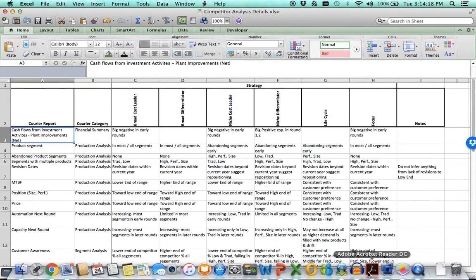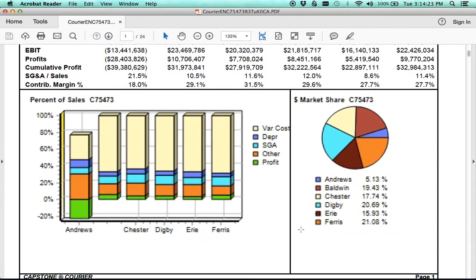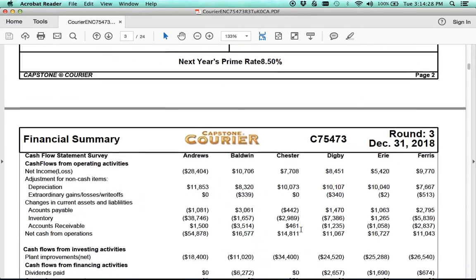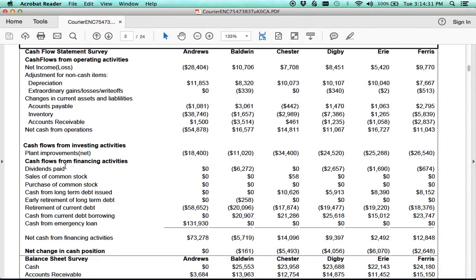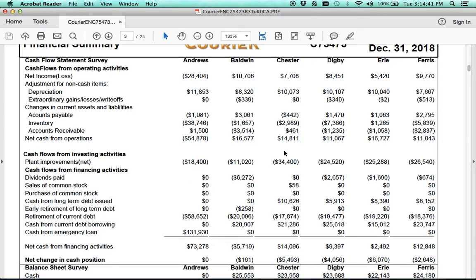And we're going to look at just one competitor. So I've pulled a Capstone Courier for a demo that I've been working on. And in the very first place we're going to look in the financial summaries at cash flows from investing activities, the plant improvements. And what you're going to see in that, we're going to pick on a particular competitor at this time. Let's just pick on, we'll say Digby. So Digby looks like they have spent a lot of money on investments.